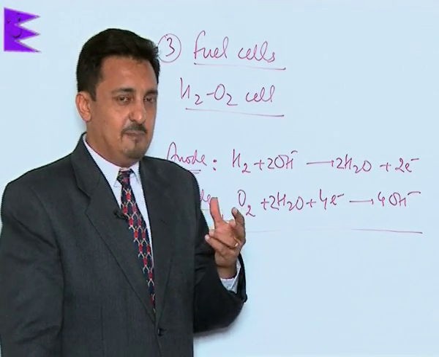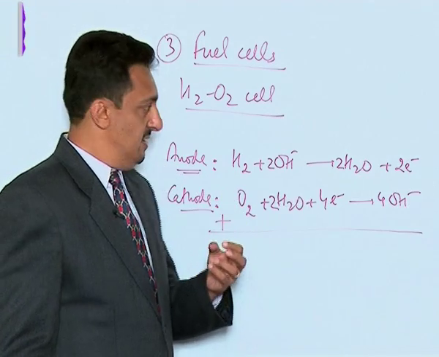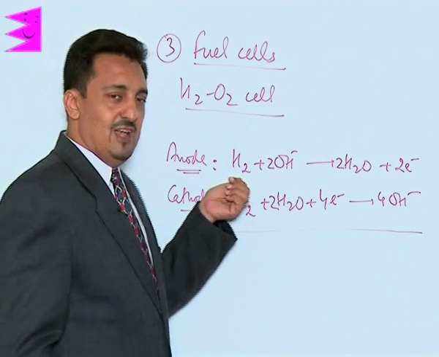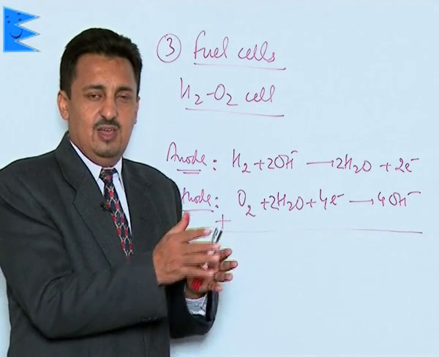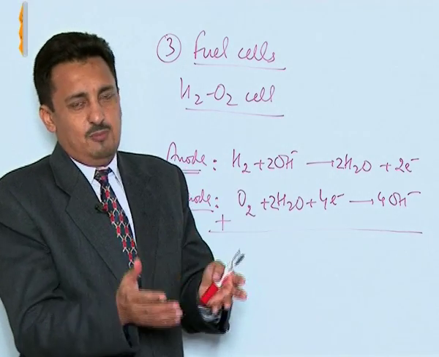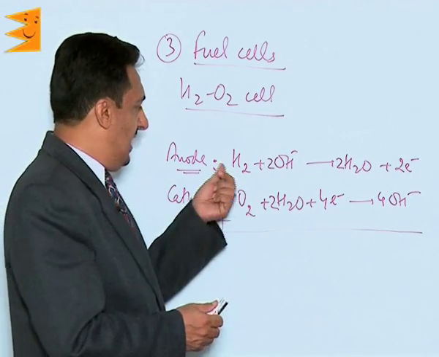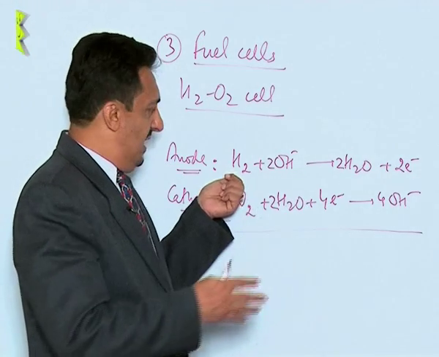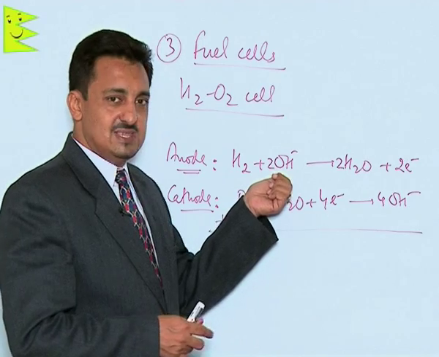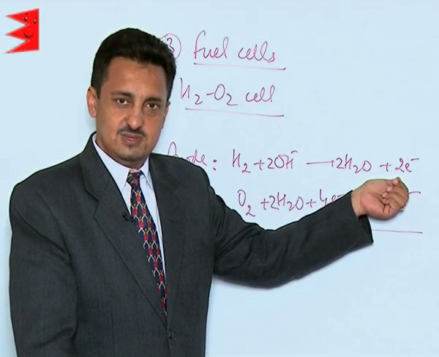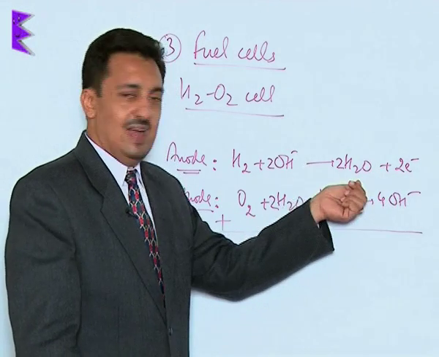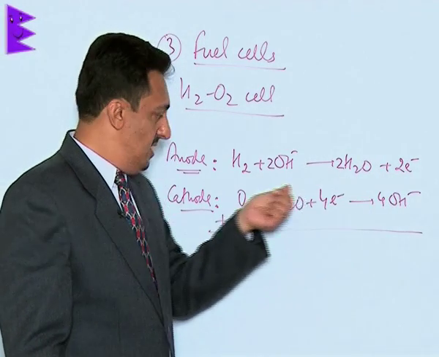Let us see first what happens in this type of a cell. The anode used is of hydrogen and the cathode is of oxygen, and the electrolytes used are alkalis, sodium hydroxide or potassium hydroxide. The hydrogen diffuses and it combines with the OH minus ions, gets oxidized to water and releases electrons. So this is the reaction which is happening at the anode.